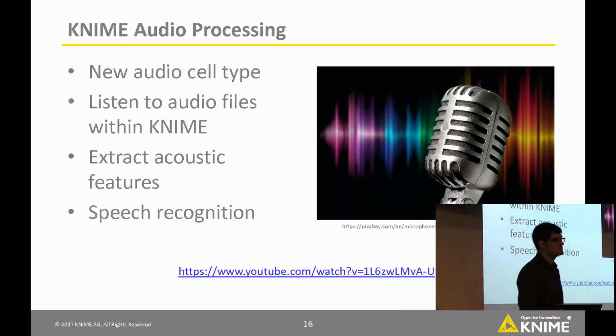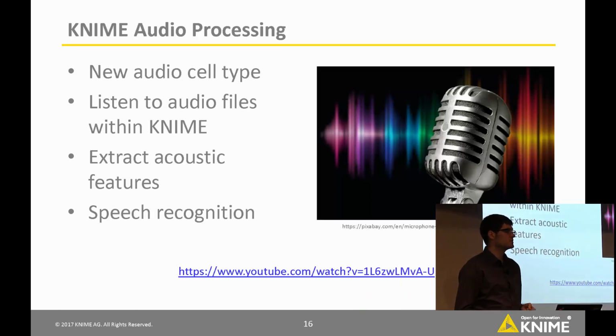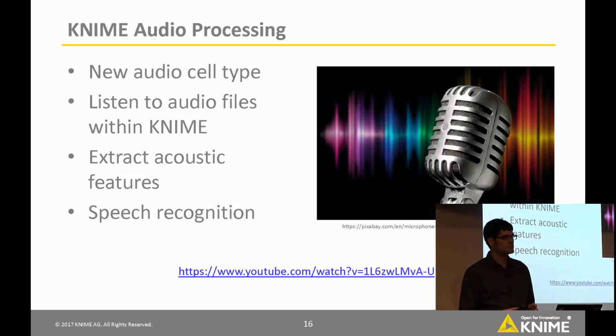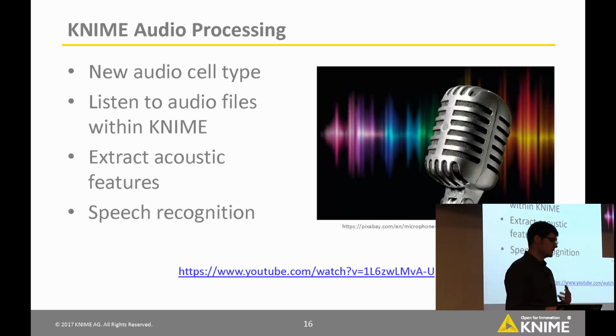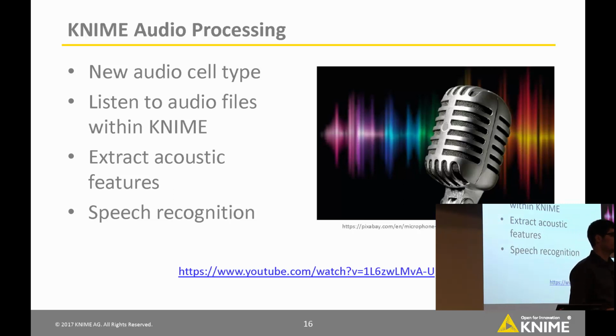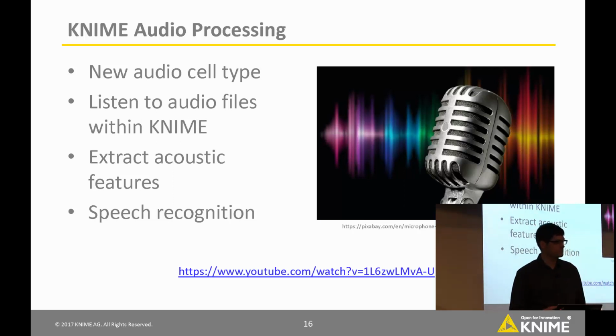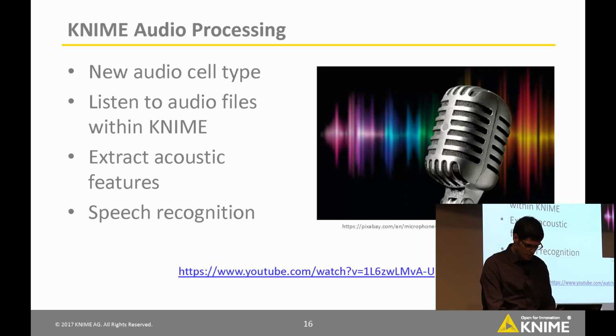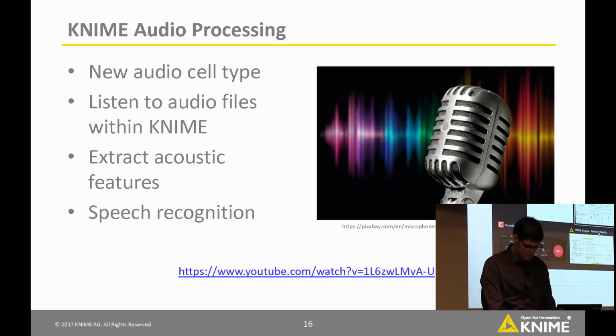So with the last release, we released the new KNIME audio processing extension, and this one comes with new audio cell types so that you can work with audio cells within KNIME. You can also listen to audio files within KNIME, so we have an audio viewer. And you can extract acoustic features from these audio files in order to have a numerical feature vector, which you can then use for classification or any other machine learning model. And we have also integrated several speech recognition nodes. So let's have a look at these.